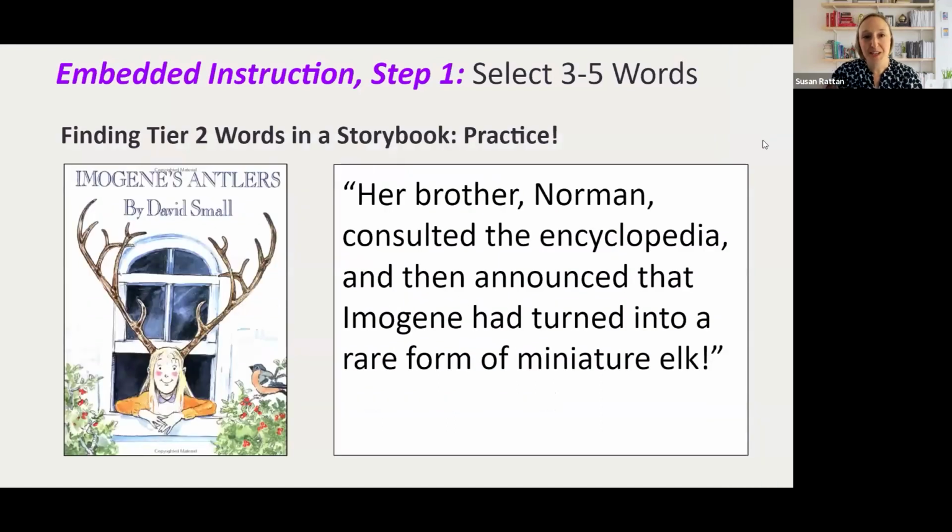So I'm going to show you some examples from the book Imogene's Antlers by David Small. This is just one sentence from the book. I'll read this out loud. "Her brother Norman consulted the encyclopedia and then announced that Imogene had turned into a rare form of miniature elk." So just take a second and look at that sentence and think about what words might fall into that tier 2 category that we would consider using for instruction.